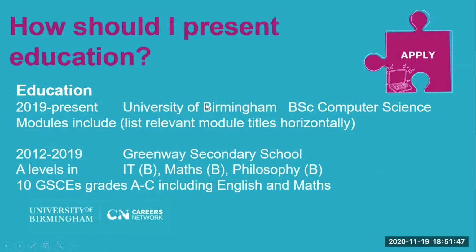And here, this is how your education can look. You'll see that this is actually really quite concise. You can add in modules with your degree, so you can list those. Probably want to do them horizontally across the page, so they don't take up too much space. But your education really doesn't need to be taking up too much space on your CV. You can just stick to the facts, really. Also, your education experience should go in reverse chronological order. So at the top, you'll have the most recent thing that you've done.